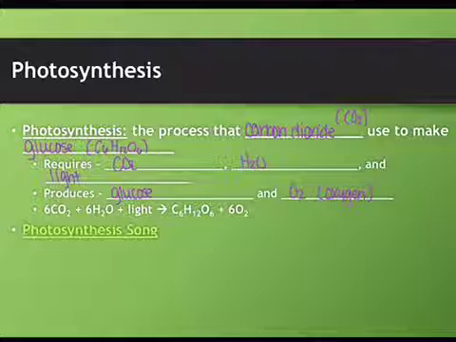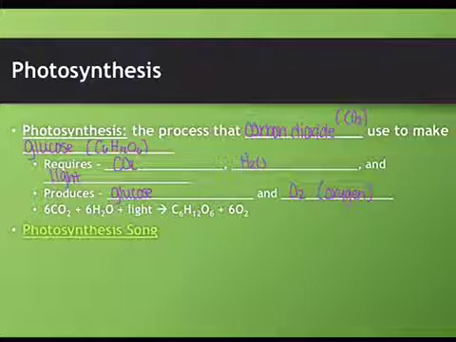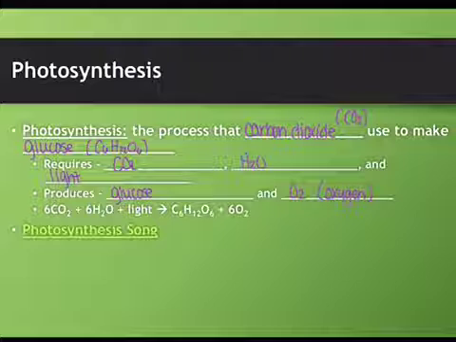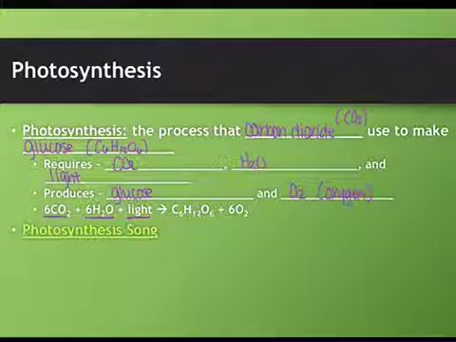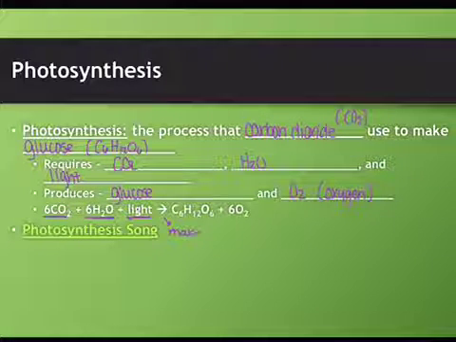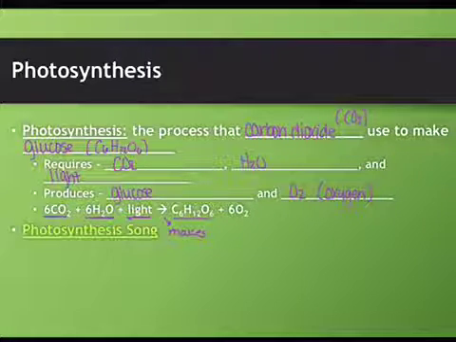So we put this into a chemical formula, and so we can see the 3 things we need: carbon dioxide, water, and light. This arrow means makes. So we make glucose and oxygen.